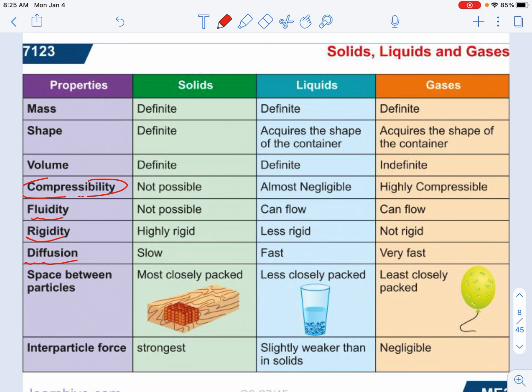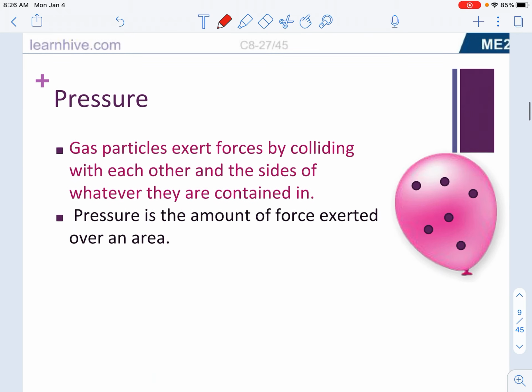Diffusion is, if you go back to a biology class, the fact that your atoms, in the sense, can diffuse through a particular system. And then you have relative space between the particles and interparticle force. So strongest, they're connected to each other, slightly weaker than solids, and then negligible in the sense that they are not connected to each other. So that's just a review of that. But let's continue on talking about gases.